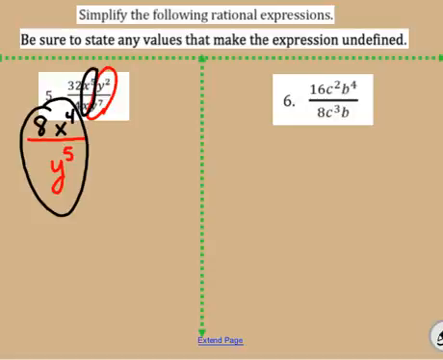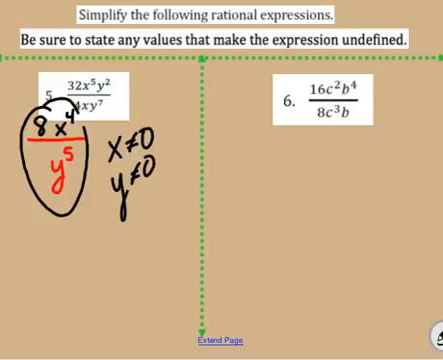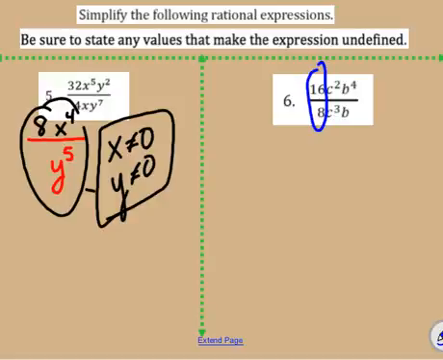Now, if I erase the x, red and black there, we see there was an x on the bottom and a y on the bottom, and we don't want either of those to be equal to 0. So you have to be able to simplify this. They were both on the bottom at one point, so you want to make sure you cross off both of them. When I look at 16 divided by 8 here, that's 2, right?